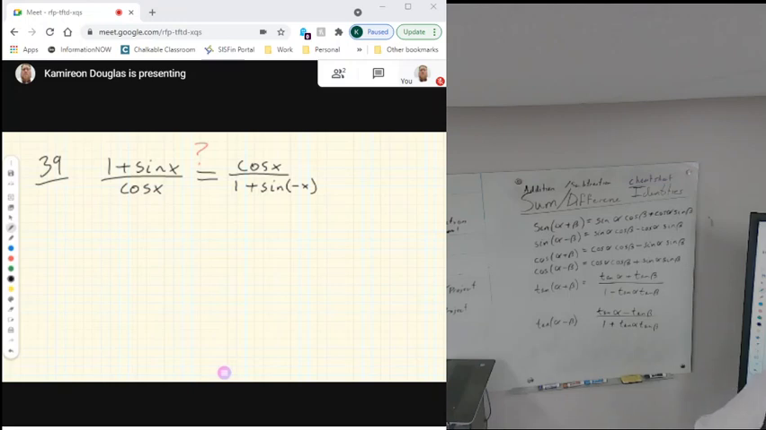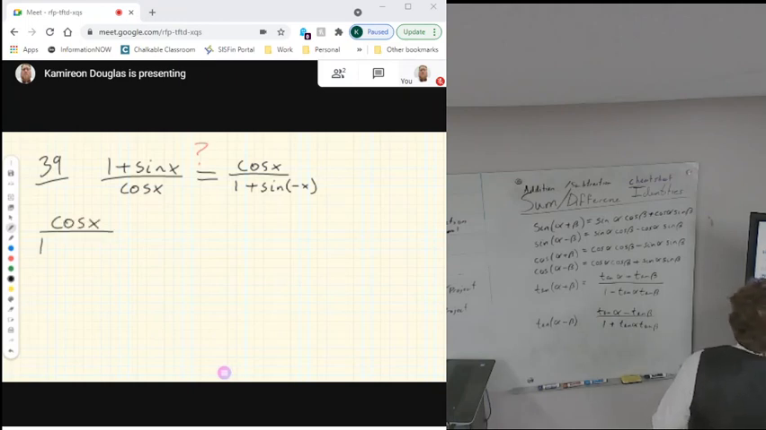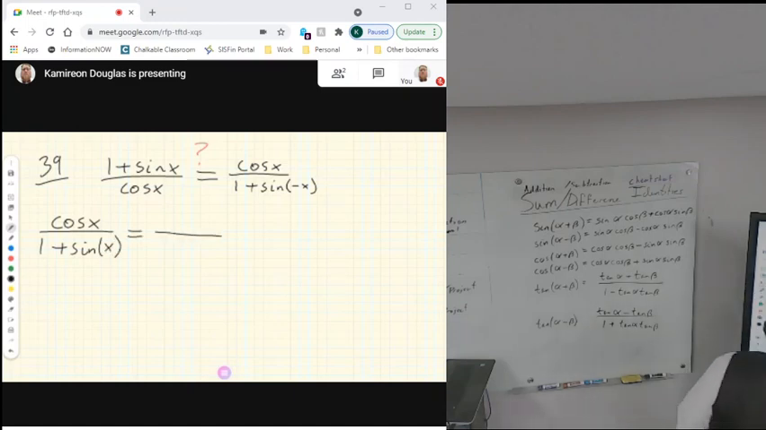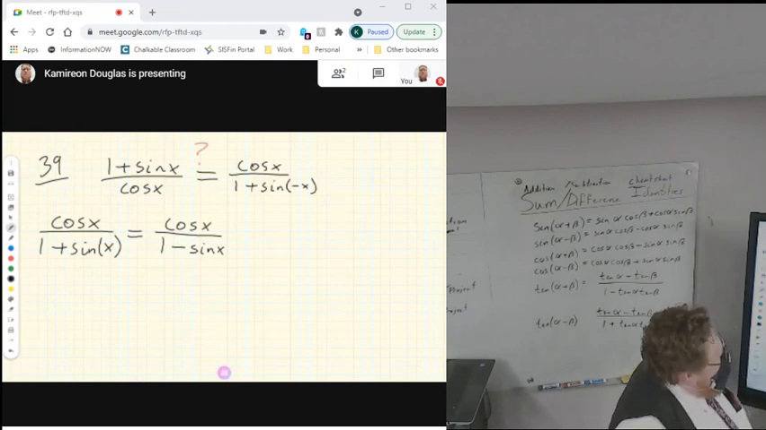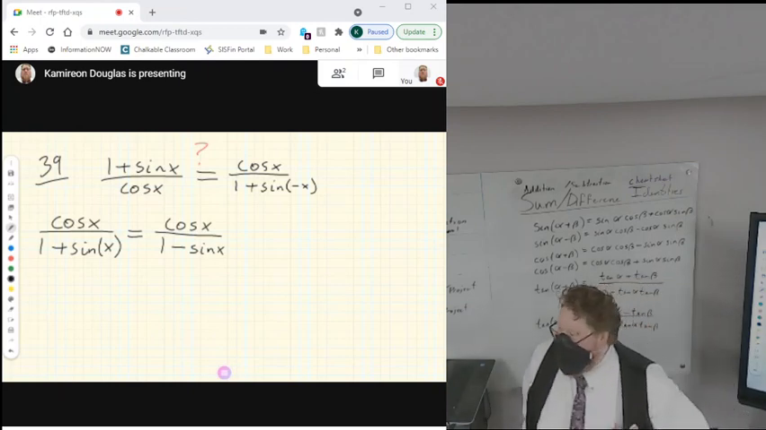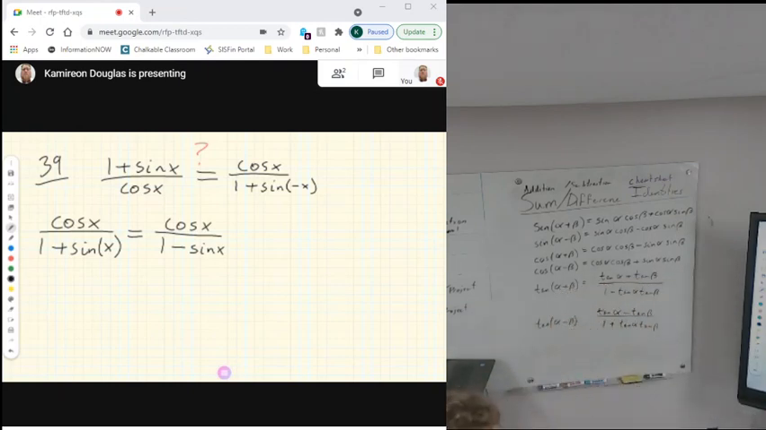So you're suggesting we work with this side, right? Yeah. Okay, well, let's do that. So we have cosine of x over 1 plus sine of negative x. Okay, it says, let's take a negative sign and move it out. So we get cosine of x over 1 minus sine of x. Okay, that's looking promising. Next.